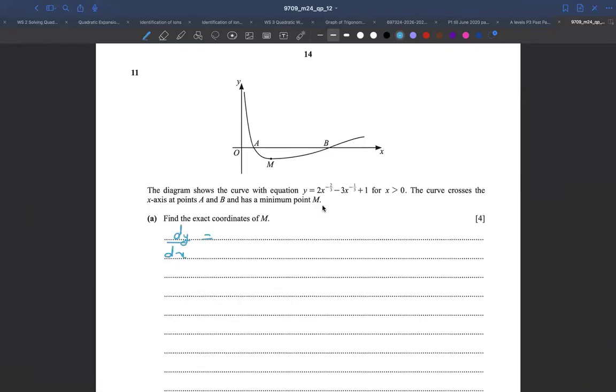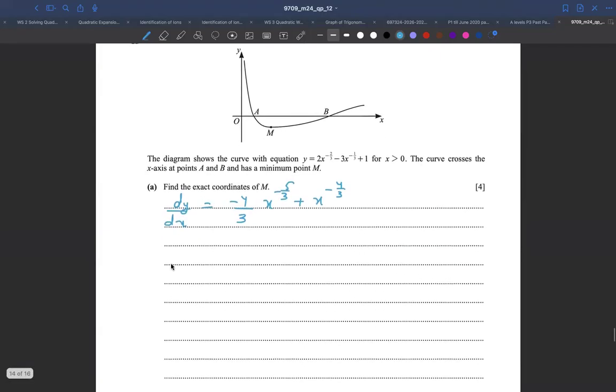How? Minus 2 upon 3 into 2 is minus 4 upon 3. X to the power minus 2 upon 3 minus 1 will be minus 5 by 3. And then minus 1 upon 3 into 3 will become plus. X to the power minus 1 upon 3 minus 1 is minus 4 upon 3. And this will become 0. In place of dy/dx, I will write 0.